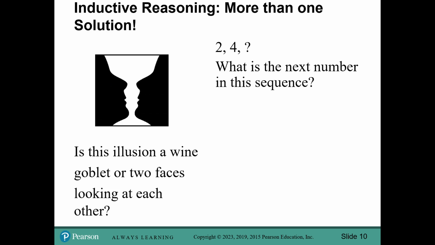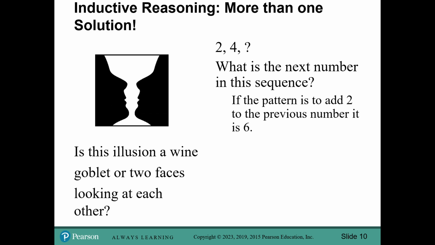If we are looking at a numerical example here, 2, 4, and we are asked what is the next number in the sequence, we could get more than one solution. If the pattern is to add 2 in order to get to the next term, then obviously the next term in the sequence would be 6.